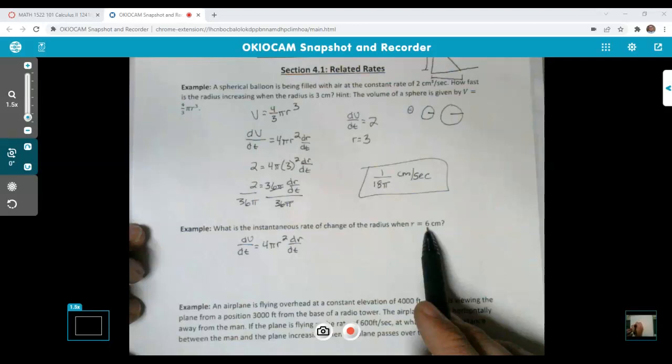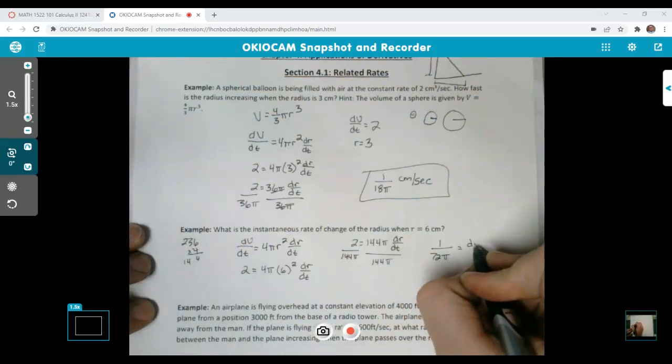So 6 squared is 36. 36 times 4 is 144. So that becomes 2 equals 144 pi times dr/dt. So we just have to divide by 144 pi. 2 over 144 is 1 over 72. So this becomes 1 over 72 pi is dr/dt. And there we go. Let's see if we can do a different example using the same kind of thought.